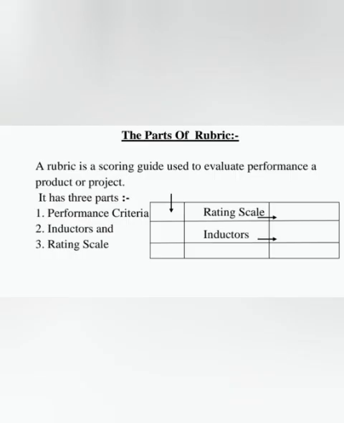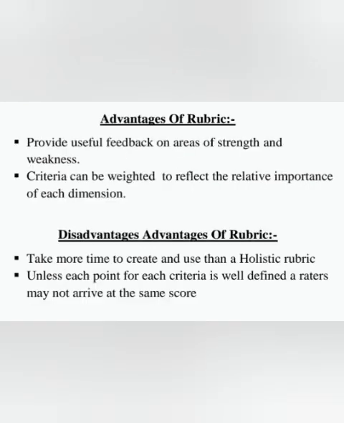The parts of rubric. A rubric is a scoring guide used to evaluate performance of a product or project. It has 3 parts: performance criteria, indicators, and rating scale. Advantages of rubric. Provide useful feedback on areas of strength and weakness. Criteria can be weighted to reflect the relative importance of each dimension. Disadvantages. An analytic rubric takes more time to create and use than a holistic rubric. Unless each point for each criteria is well defined, the raters may not arrive at the same score.